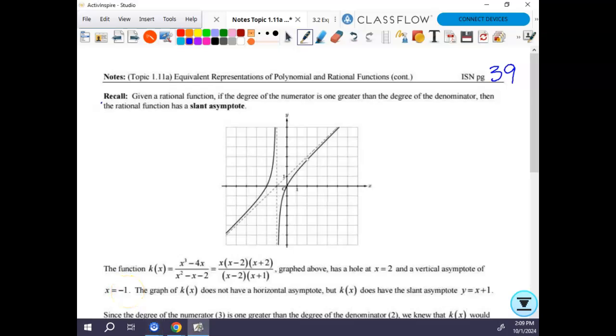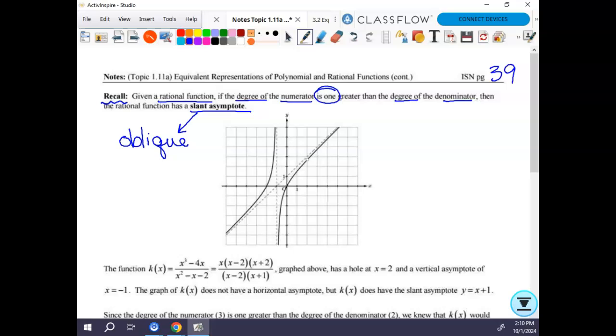Okay, so we have another recall. We're going to recall, meaning we've already talked about it, that for a rational function, if the degree of the numerator is 1 greater than the degree of the denominator, then the rational function has a slant asymptote. And what's another word for slant? Oblique. I feel like I have read that sentence and asked that question every day for like 2 weeks. So if we still don't know, that could be a problem.